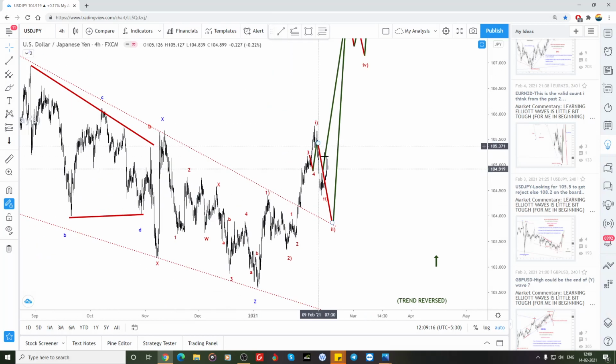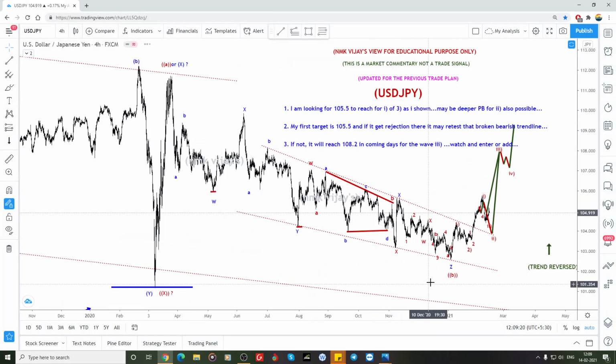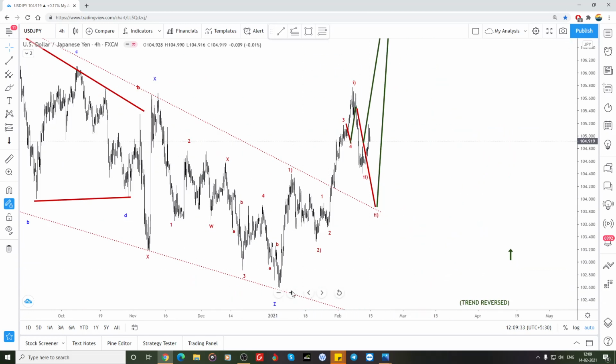This is still valid here because the Z has already ended, and it has already broken the high of this X. So there is no validity for one more low again. So we can make this a stop loss.